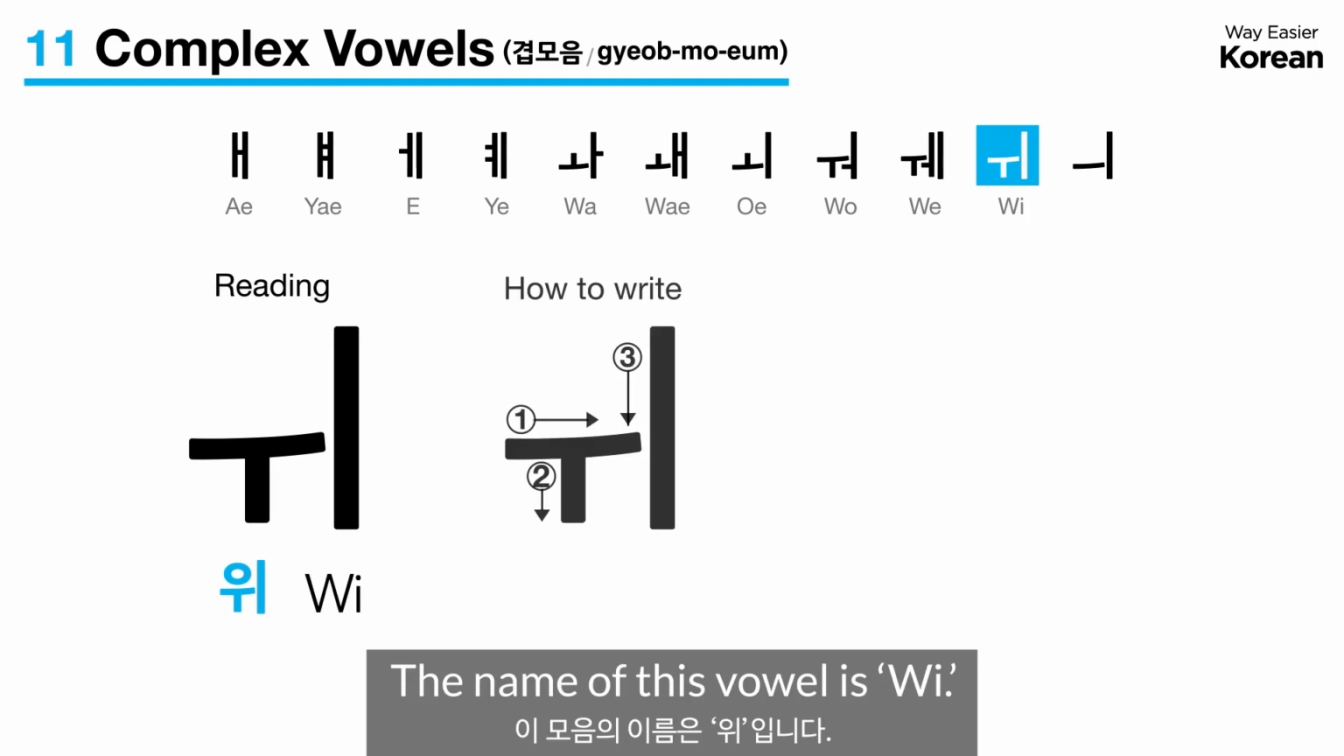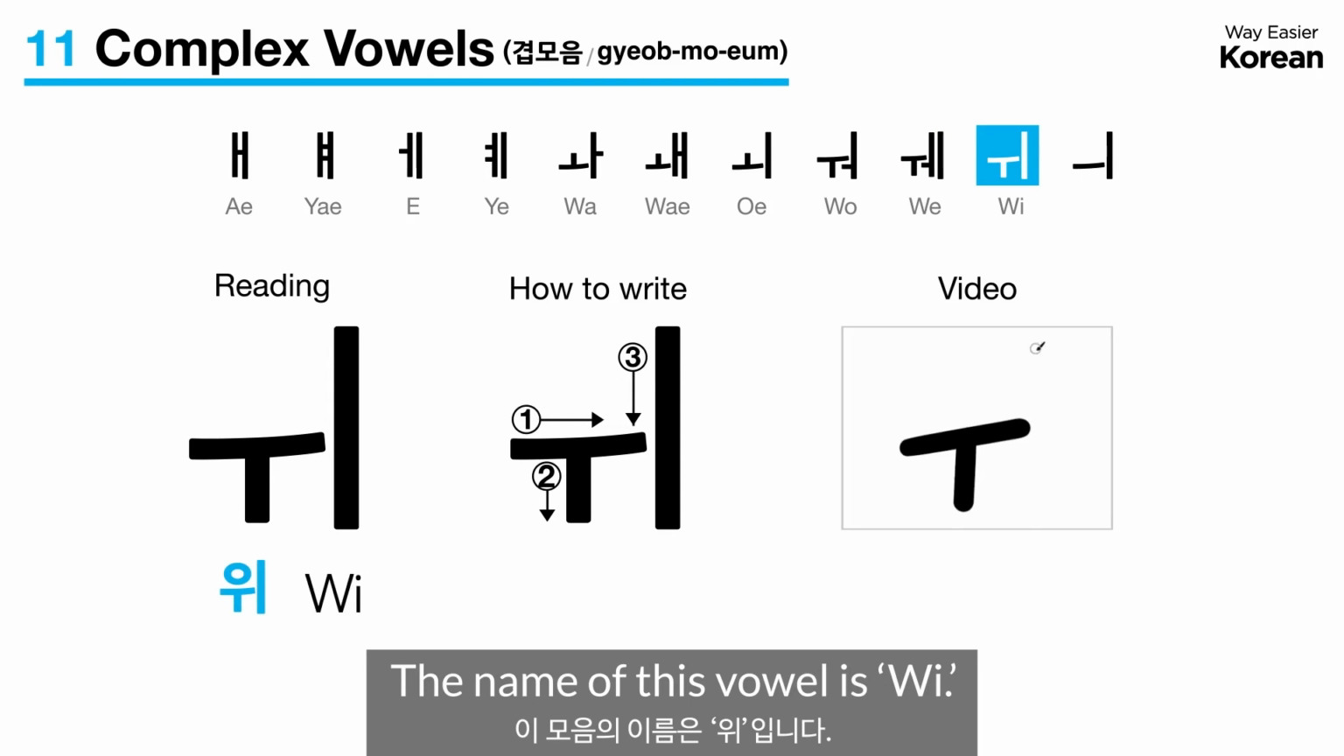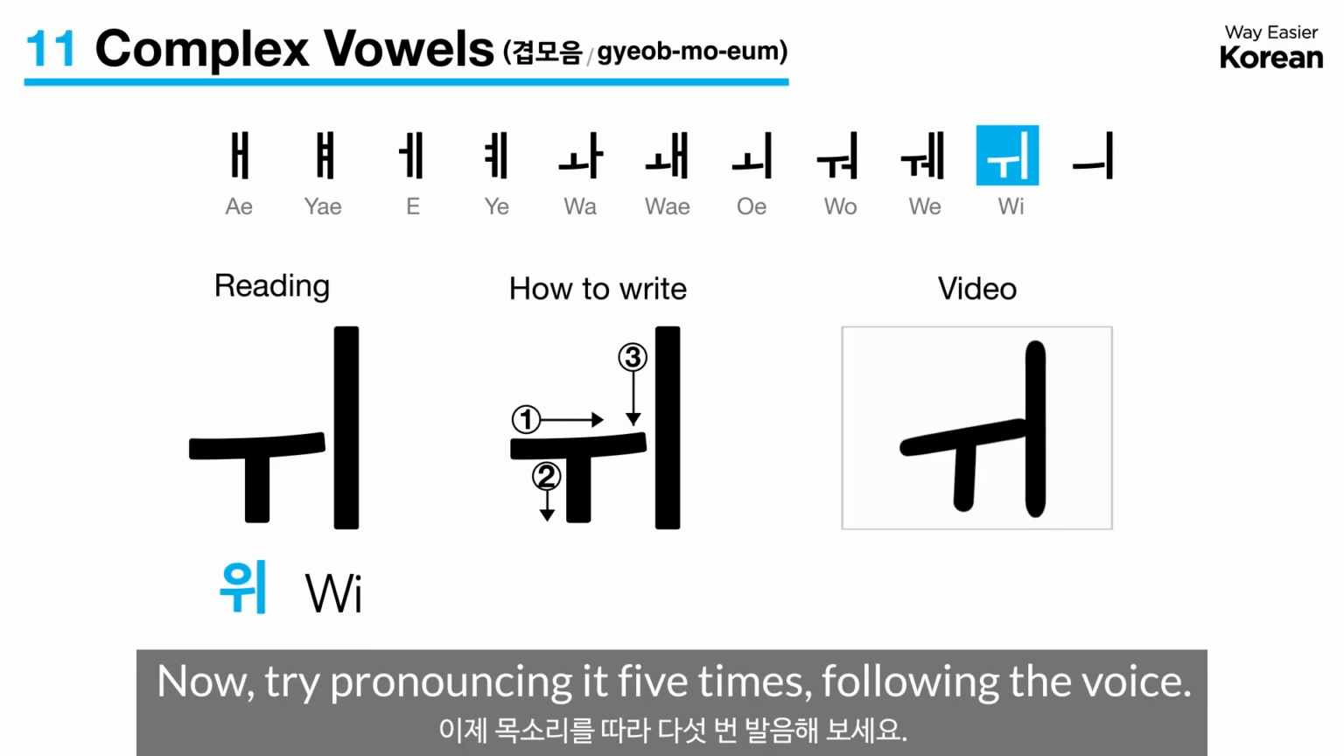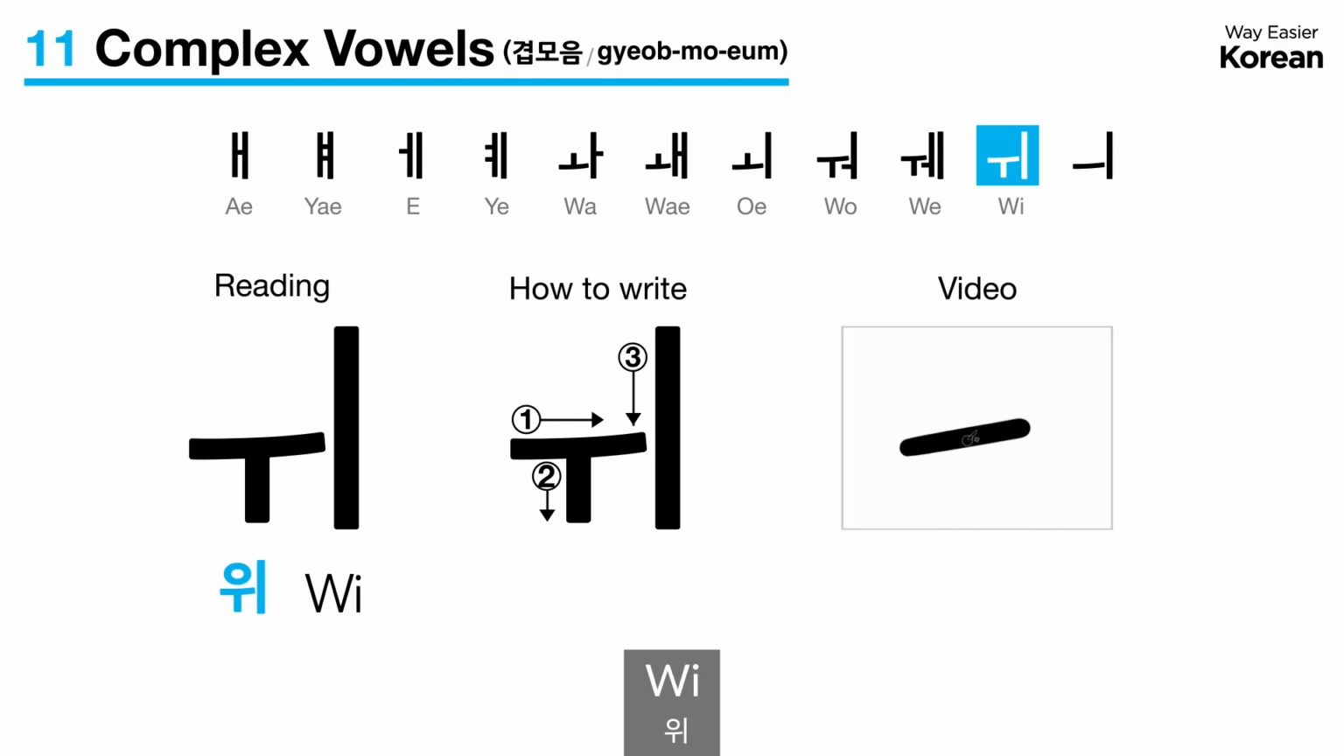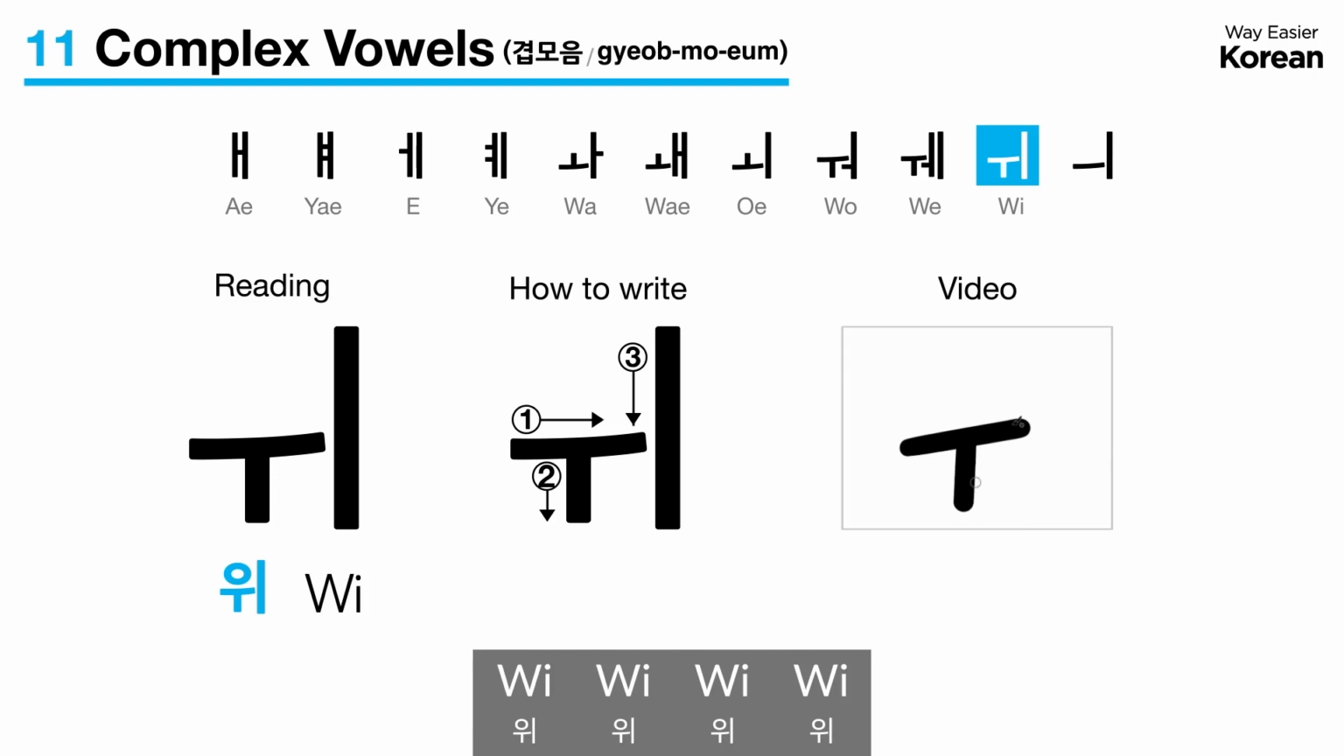The name of this vowel is 위. Now try pronouncing it 5 times, following the voice. 위, 위, 위, 위, 위.